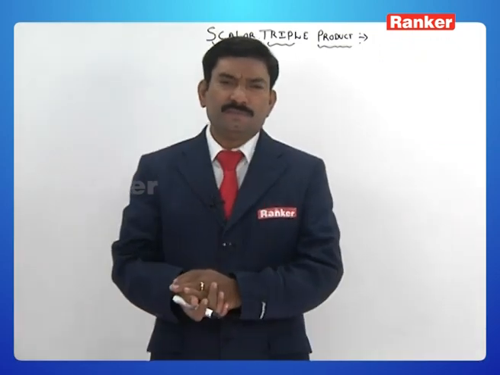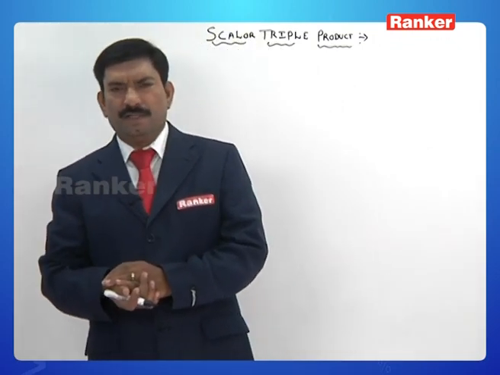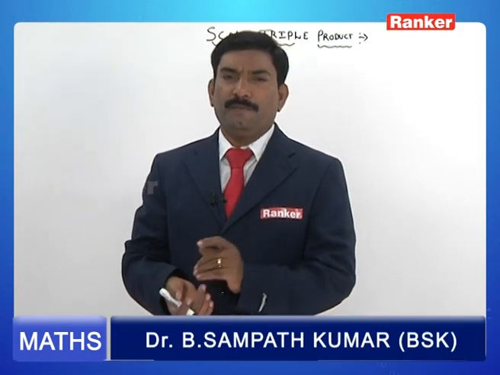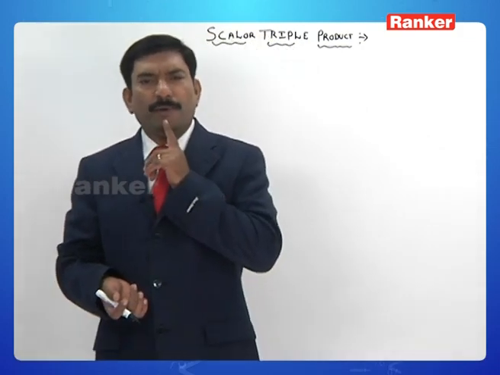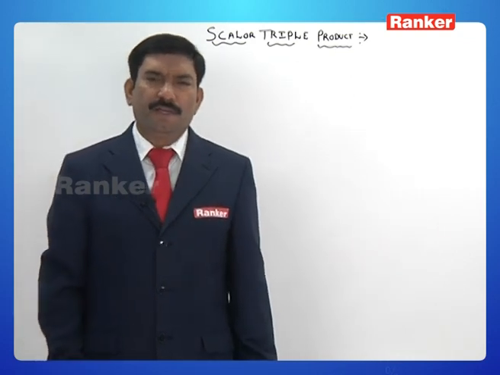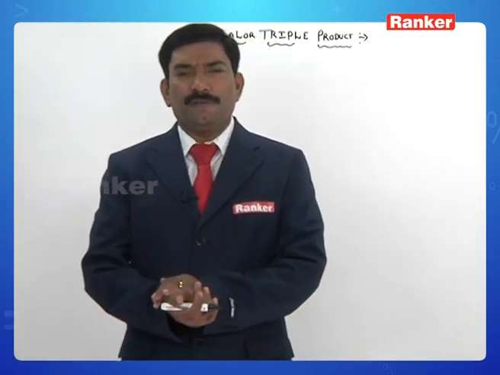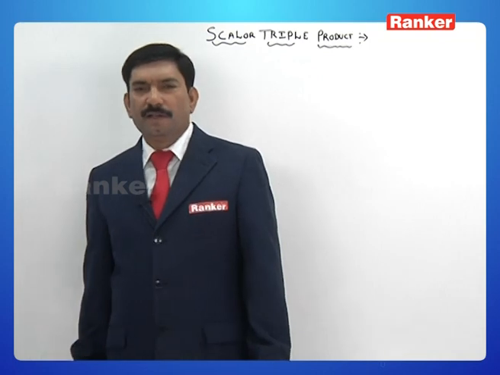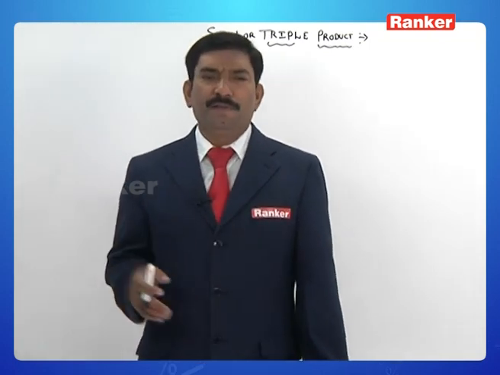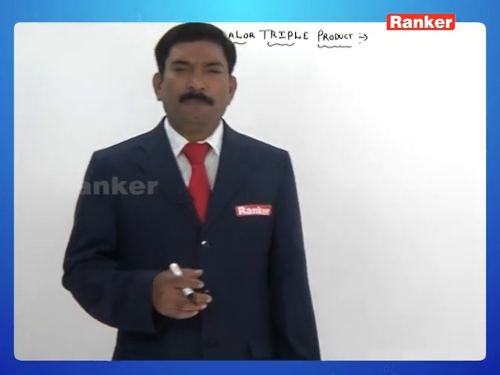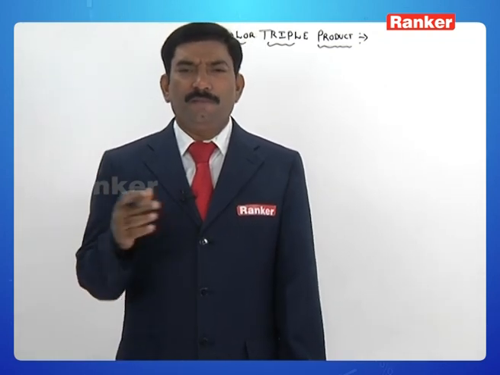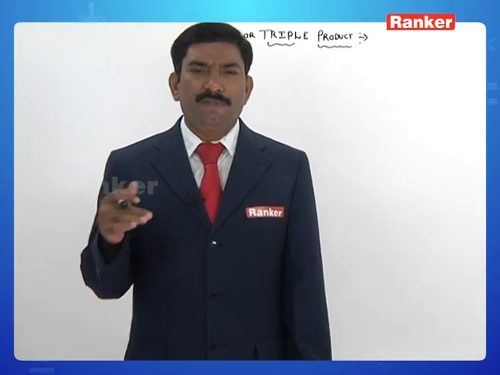Look here. As we have discussed earlier, box of ABC into box of LMN, where A bar is equal to A1 i plus A2 j plus A3 k, B bar is equal to B1 i plus B2 j plus B3 k, C bar is equal to C1 i plus C2 j plus C3 k. Meanwhile, L bar is equal to L1 i plus L2 j plus L3 k, M bar is equal to M1 i plus M2 j plus M3 k, N bar is equal to N1 i plus N2 j plus N3 k.